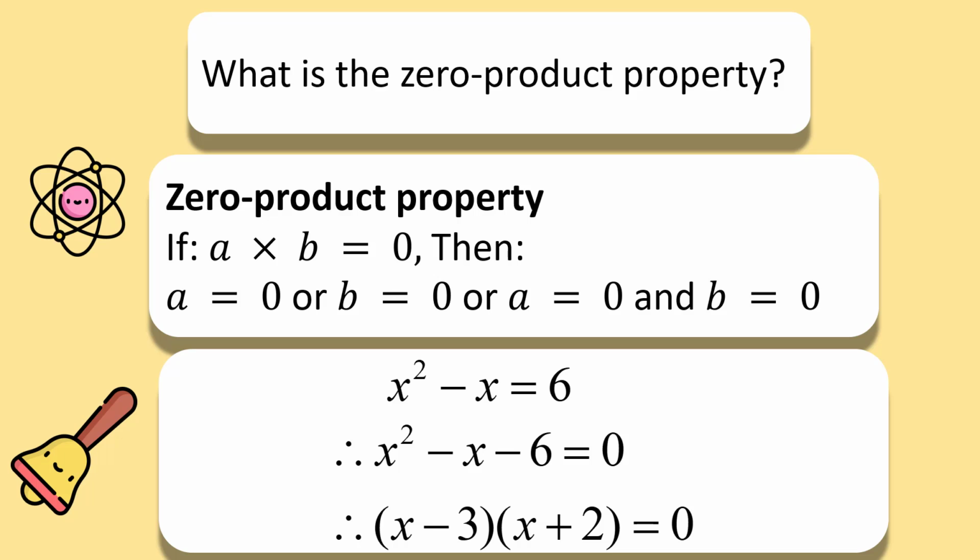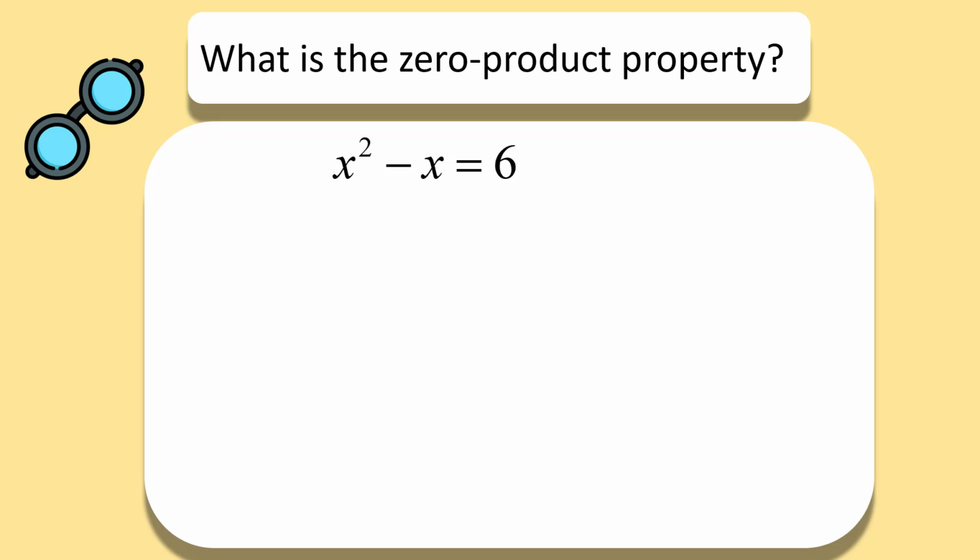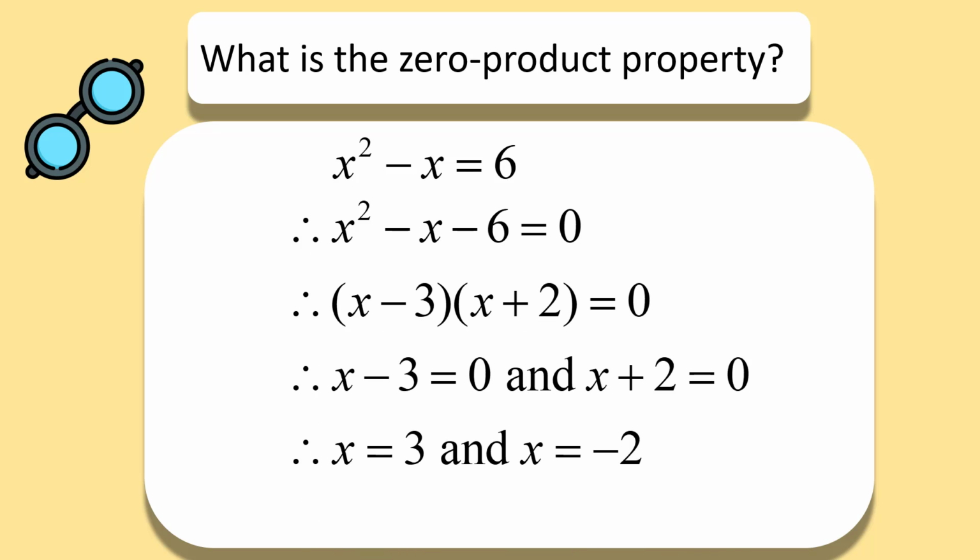If we subtract 6 from both sides, then we've got x squared minus x minus 6 is 0. Let's factorize. Remember, we want a product that is equal to 0. Because if we've got a product that is equal to 0, one of the brackets must be 0, the one or the other one. So what is the zero product property? Let's use this again. So here we have factorized. So now we can say x minus 3 is 0 or x plus 2 must be 0. Therefore x is 3 and x is negative 2.